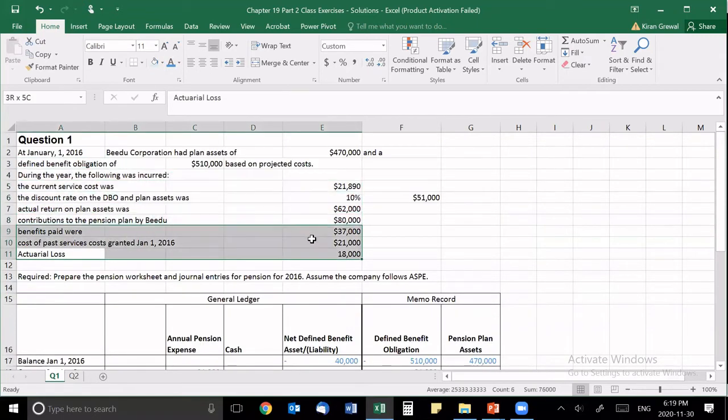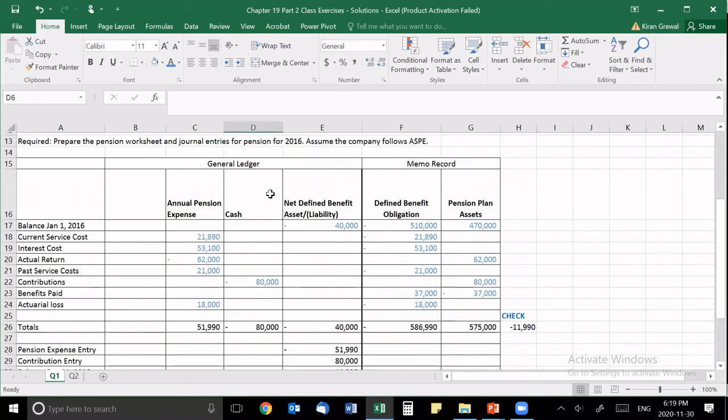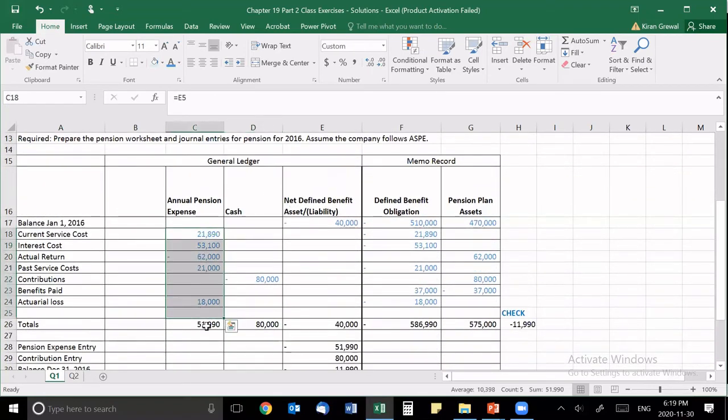We've dealt with all of these numbers. So we're done now. We can total everything up. So basically total up all these columns. So the sum of all of these. So there's 5 numbers that go into calculating pension expense, and the actual return is going to be subtracted. So that's 51,990. Our cash, make sure you follow along the signs. That's going to be important. So it's going to be a negative 80,000, right? So negative 80,000, that's our total. I just bolded this because those are our totals.